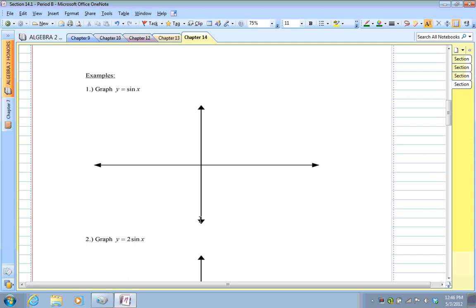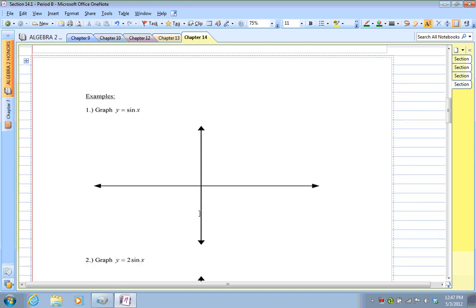Okay. So now we'll do an example. We got 6 examples. They will take a while, and then we're going to do a little bit of graphing calculator work, and then we're done.